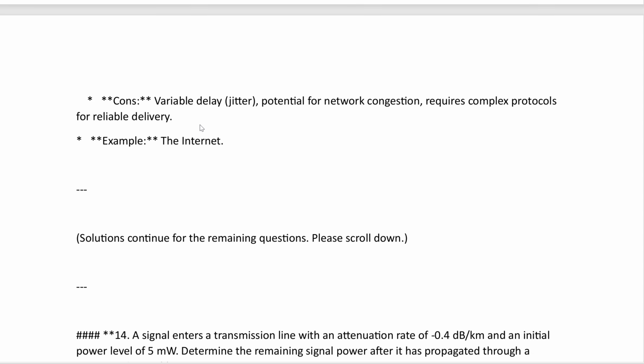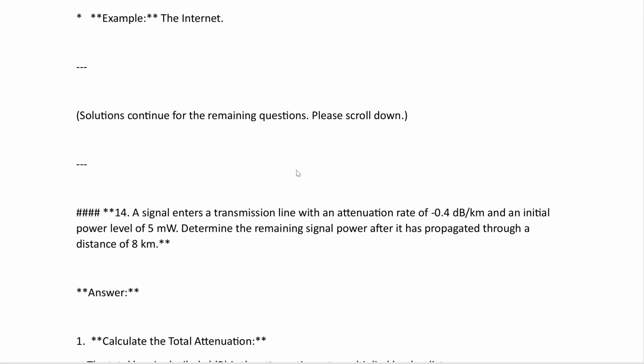Disadvantages of packet switching: it provides variable delay, that is jitter. There is also a potential for network congestion in packet switching. Packet switching also requires complex protocols for reliable delivery. An example of packet switching is the internet.